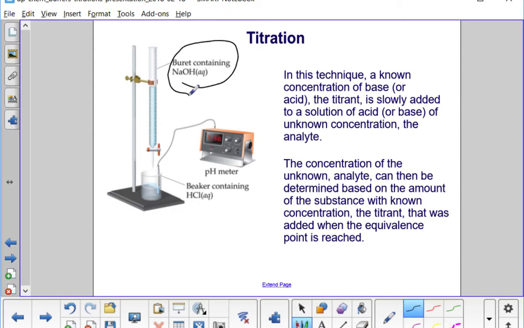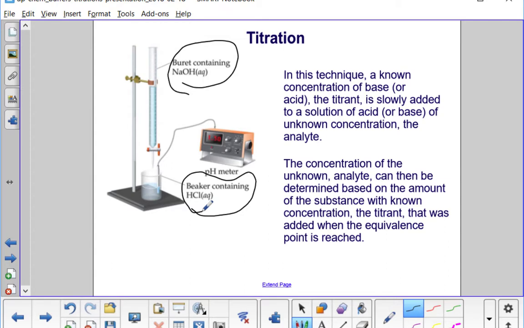It's placed in a burette, and we use a burette so that we can slowly add that base to a solution of an unknown acid or base, which we have in the beaker here. That's an acid. That's known as the analyte. So we have the titrant and the analyte.